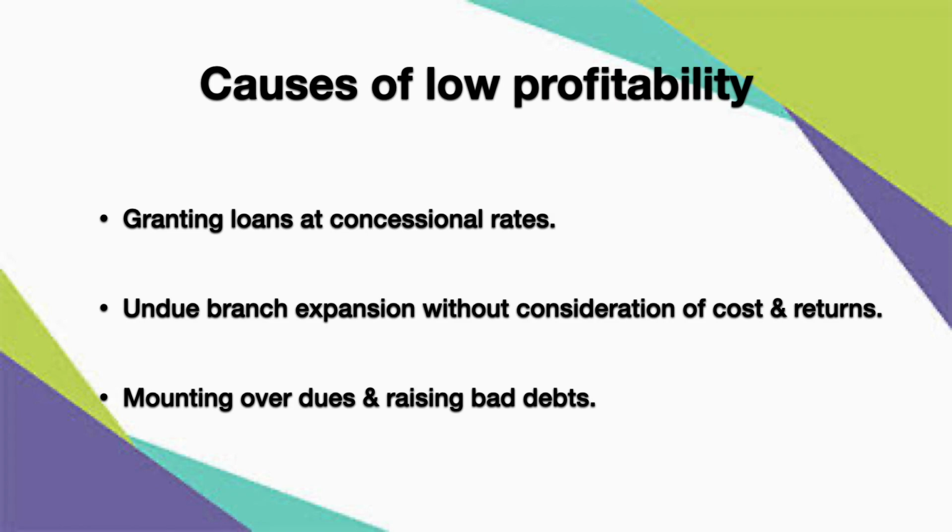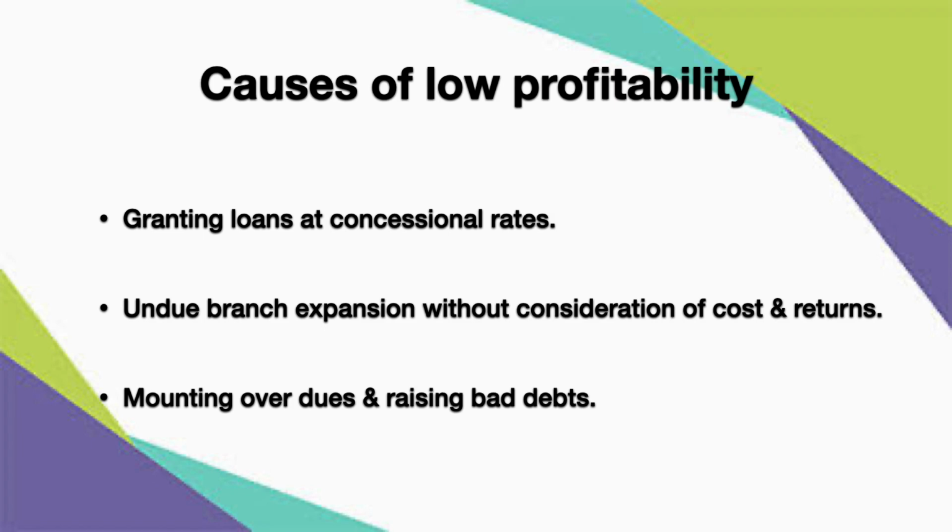Number three, mounting overdues and rising bad debts. What is a bad debt? All of you would have known, you're an accounts student, correct? Bad debts are your debtors that you write under the current assets of the balance sheet. That means those people who have to pay you the money, who owe you the money, have not paid. Is that clear? Those who owe you the money have not paid the money. Those are called bad debts.